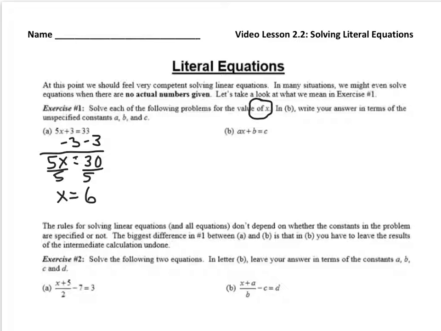Over here, we had plus 3, so we subtracted 3 from both sides. Over here, we have plus b, so we're going to subtract b from both sides. The b's cancel. You're left with a times x is equal to, well, we can't come up with one value for c minus b like we did over here. 33 minus 3 was 30. All we can do is write the expression c minus b.